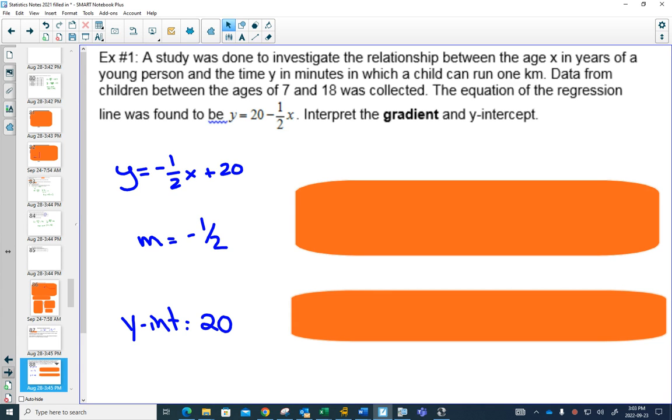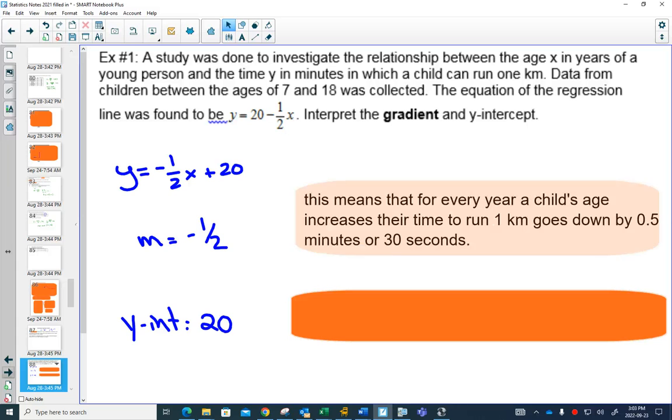That means the y goes down by 1 every time the x goes up by 2. So x being age, every time you increase in age by 2 years, the time in minutes should go down by 1 minute. If you reduce that to a decimal, that becomes negative 0.5. That means every time the child's age increases by 1, their time would reduce by 30 seconds. Okay. Y-intercept.